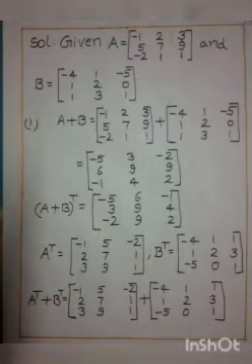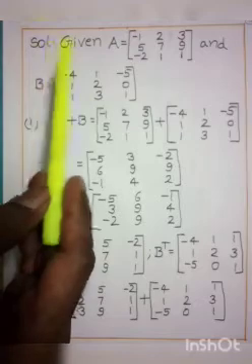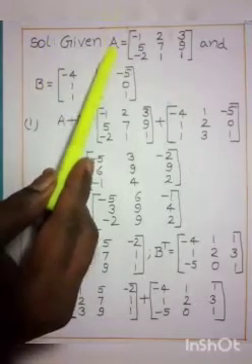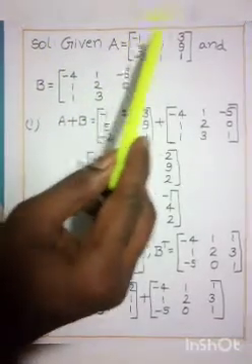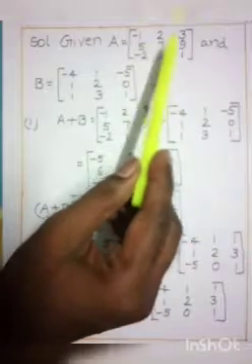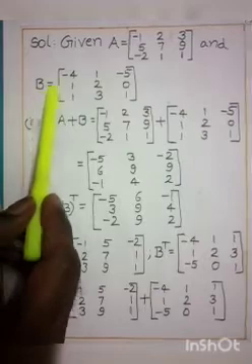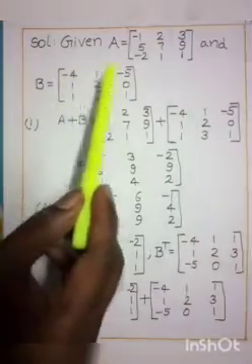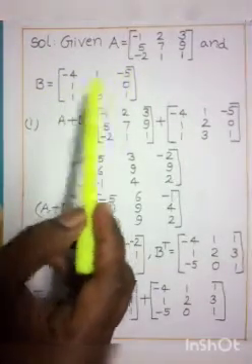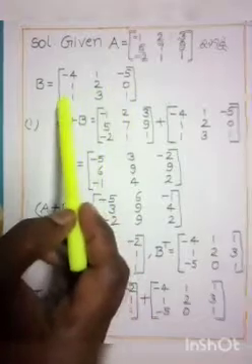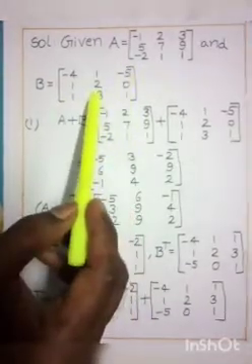First, let us write the given data. What is given here? A is equal to matrix minus 1, 2, 3, 5, 7, 9, minus 2, 1, 1. And B is equal to matrix minus 4, 1, minus 5, 1, 2, 0, 1, 3, 1. Okay, my dear children, we just wrote the given data here.